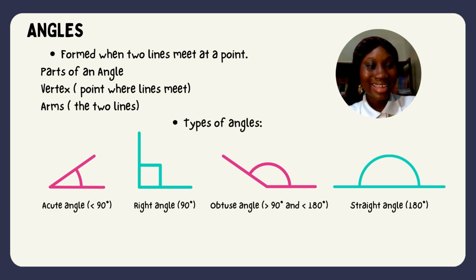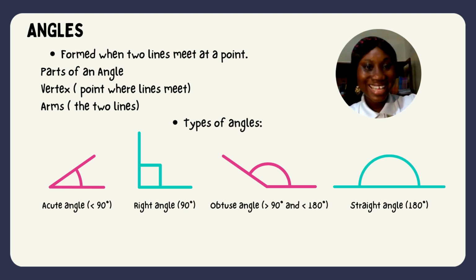Now, an acute angle is an angle that is less than 90 degrees, which means it is smaller than 90 degrees. You can have 1 degree, 10 degrees, 22 degrees, 35 degrees, 67 degrees, 89 degrees, but not 90 degrees. It is smaller than 90 degrees. So any number that is smaller than 90 is what you call an acute angle.